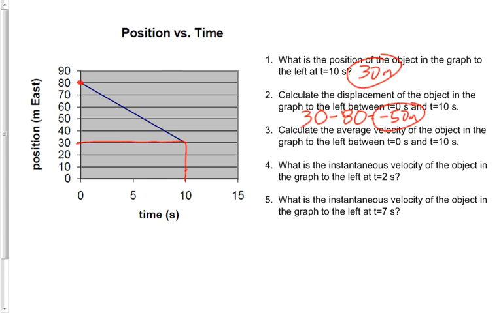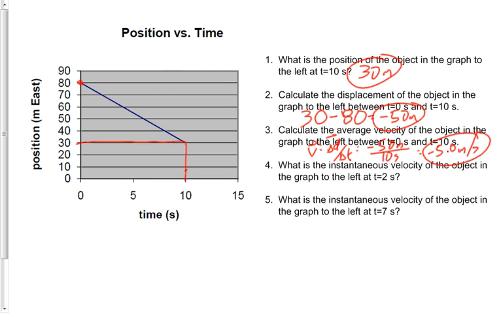The average velocity between 0 and 10 seconds. Displacement divided by time. Displacement is negative 50 meters. Time is 10 seconds. Negative 5.0 meters per second, or 5.0 to the south. Or west, I should say. Should be to the west, yeah.